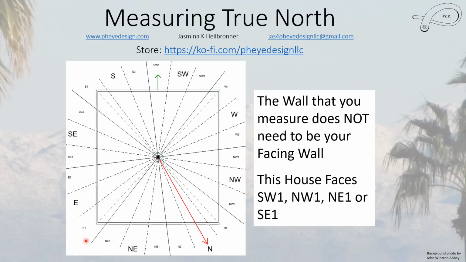If instead you were facing this direction, you had the road out here or maybe a beautiful lake or whatever, then you would be northeast 1. If this wall here on the left side was the facing wall, then it would be southeast 1. And if it was the original one, it would be southwest 1. And this is our facing. It just happens to be facing the same direction as where we can take a measurement.